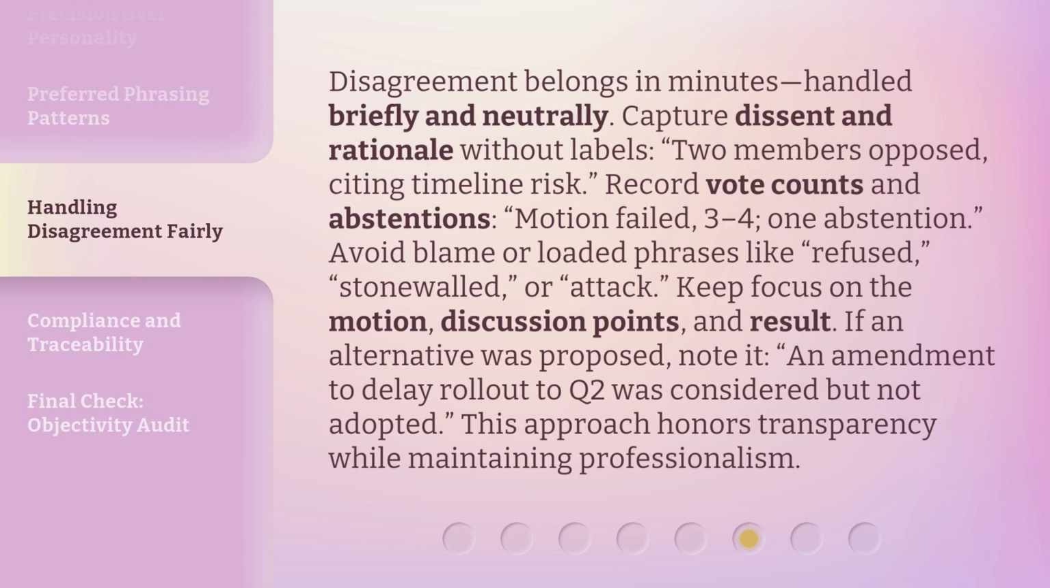Disagreement belongs in minutes, handled briefly and neutrally. Capture dissent and rationale without labels. 2 members opposed, citing timeline risk. Record vote counts and abstentions. Motion failed, 3-4. 1 abstention.